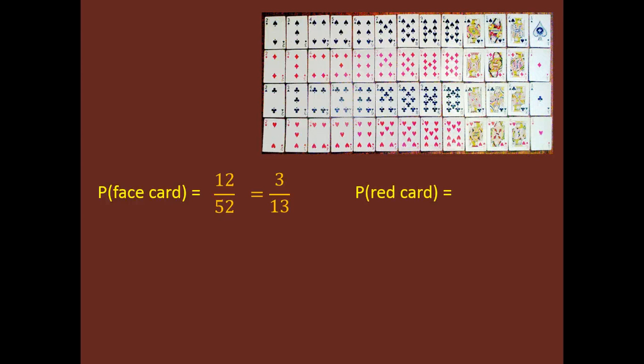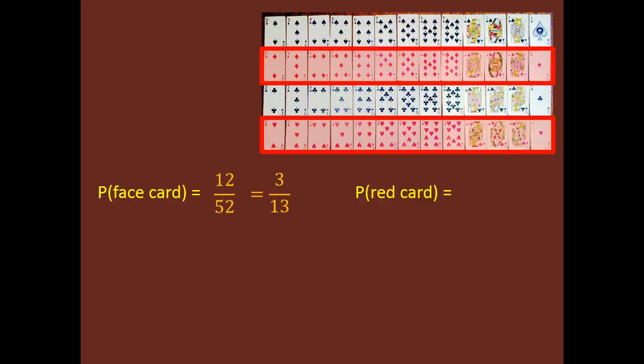The probability that we pull a red card from the deck, well, the denominator is still 52, but now we need to count the red cards for our numerator. There are 26 red cards. 26 divided by 52 is 1/2.